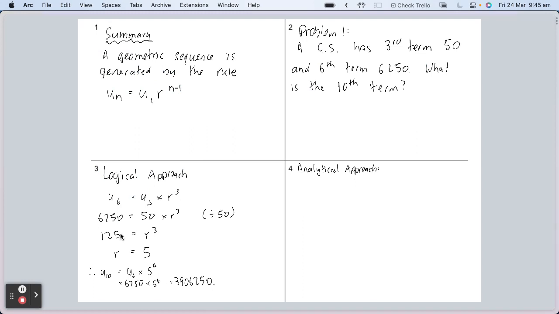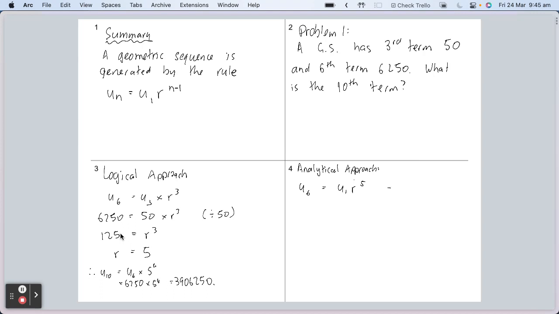The analytical approach is basically saying if I have two terms that aren't next to each other, then I can do the following. It's almost like a simultaneous equations approach, but with multiplications instead of additions and subtractions. So the approach is like this. I know what U sub 6 looks like. U sub 6 looks like the first term multiplied by r to the power of 5.